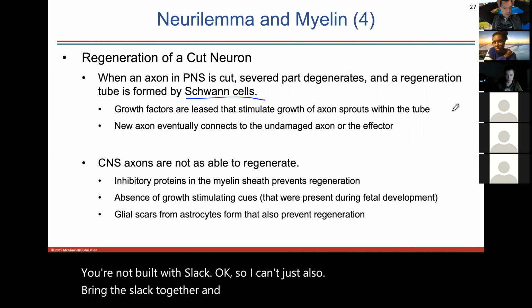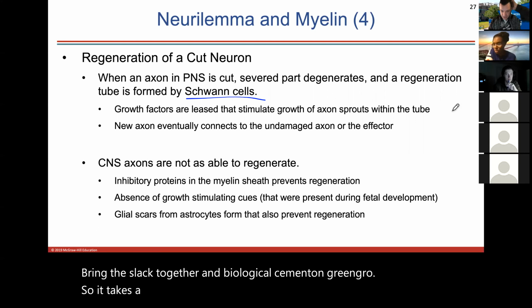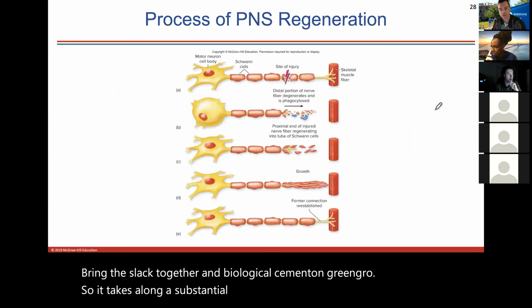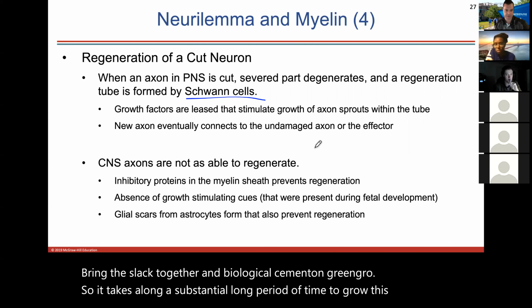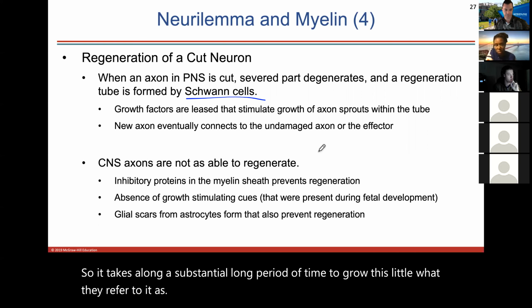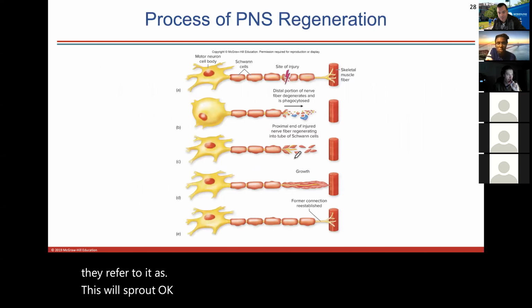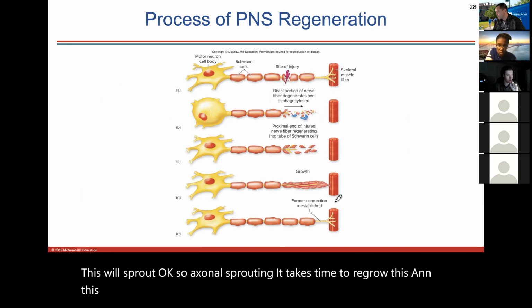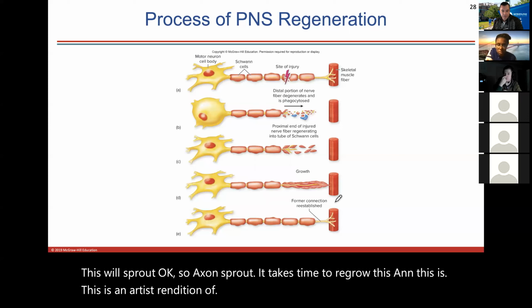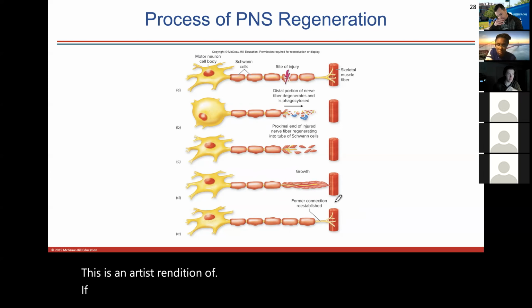Biological cement and regrow. So it takes a substantial, long period of time to grow this little, what do they refer to it as? This little sprout, okay? This little axon sprout. It takes time to regrow this. And this is an artist's rendition of if everything goes to plan. And it can reestablish this.